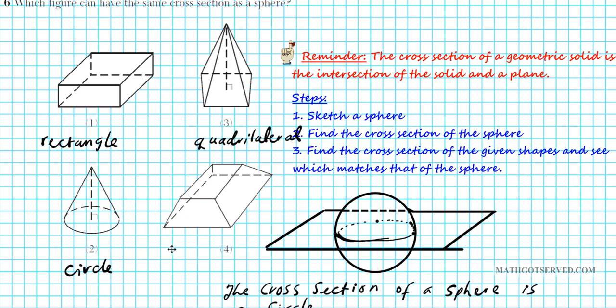That is a rectangle. Okay, so which of these is the answer? Well, the answer is clearly option number 2 because it has exactly the same cross section as a sphere. The cross section is a circle.